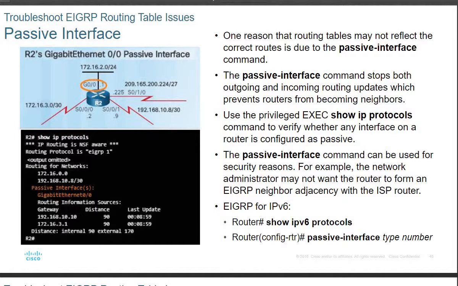Troubleshooting EIGRP Routing Table Issues: Passive Interface. One reason that routing tables may not reflect the correct routes is the passive-interface command. The passive-interface command stops both outgoing and incoming routing updates, which prevents routers from becoming neighbors. Use the privileged exec show protocols command to verify whether any interface on a router is configured as passive. The passive-interface command can be used for security reasons. For example, the network administrator may not want the router to form any EIGRP neighbor adjacency with the ISP router. For EIGRP for IPv6, use show ipv6 protocols, and in router configuration mode, passive-interface type number.